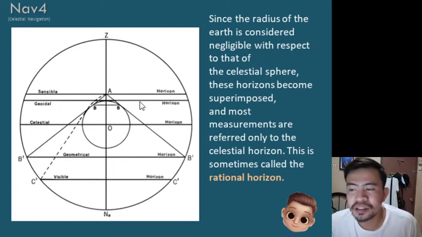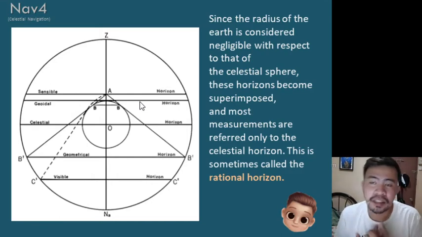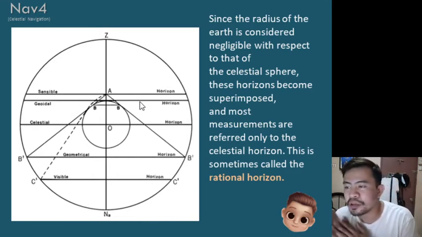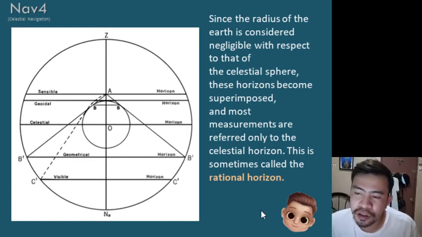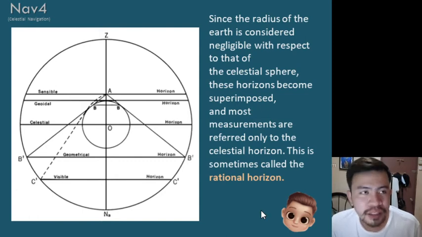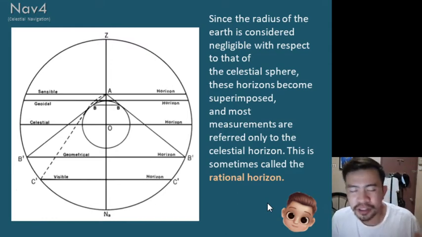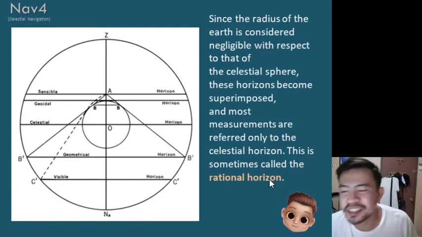So since the radius of the earth is considered negligible with respect to that of the celestial sphere, these horizons became superimposed. And most measurements are referred only to the celestial horizon. This is sometimes called the rational horizon. So we have a lot of horizons, right? And we are only using one horizon for the measurement, and that is your celestial horizon, or as per the Bowditch, also called the rational horizon, which we'll be using later on as the basis of measurement for the horizon coordinate system that we'll be using for celestial navigation.